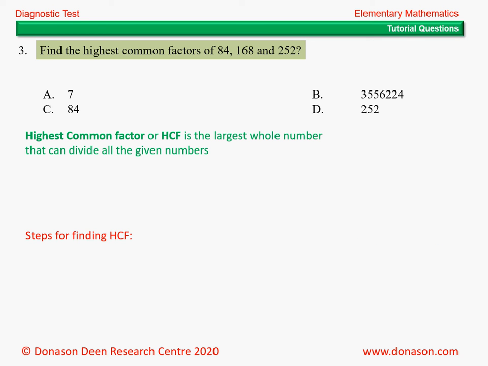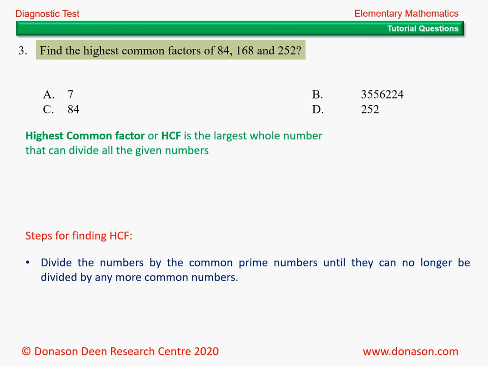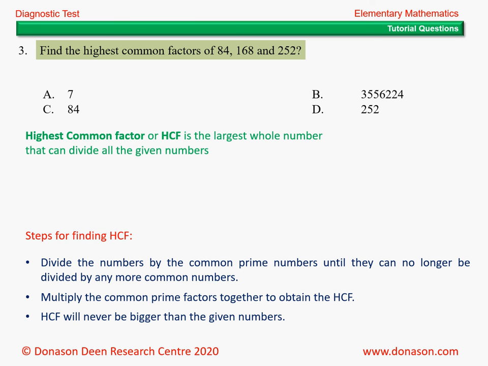So what are the steps for finding the highest common factor? So first thing we're going to do is to divide the numbers by the common prime number until they can no longer be divided anymore by any common numbers. Okay, and then we're going to take all those numbers that can divide all the common numbers and multiply them together to obtain the highest common factor.